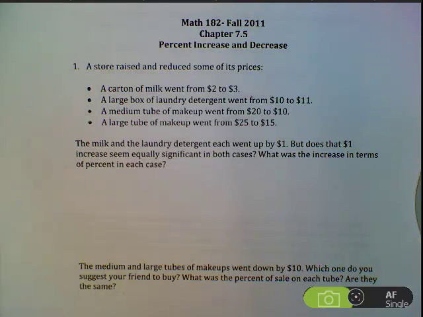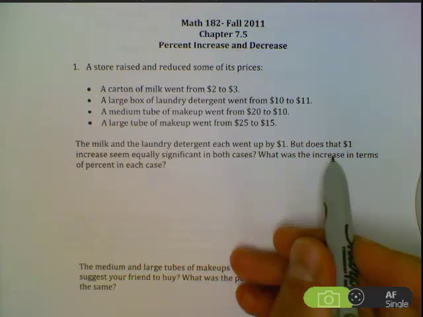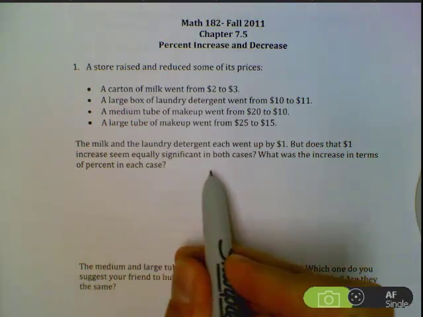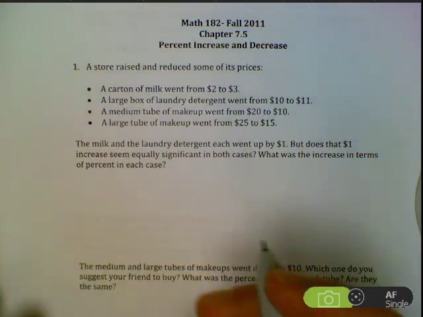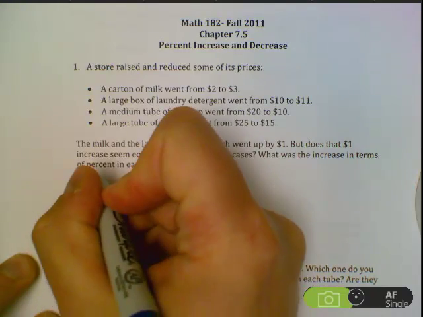A carton of milk went from $2 to $3. Laundry detergent went from $10 to $11. And it asks, the milk and the laundry detergent each went up by $1, but does that $1 increase seem equally significant in both cases? And what was the increase in terms of percent in each case? So let's take a look at the milk.